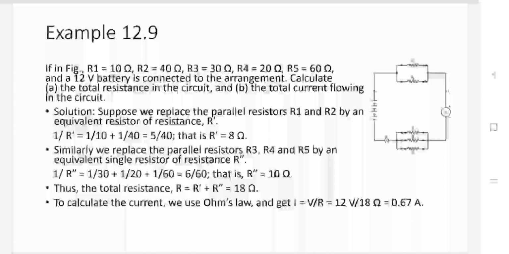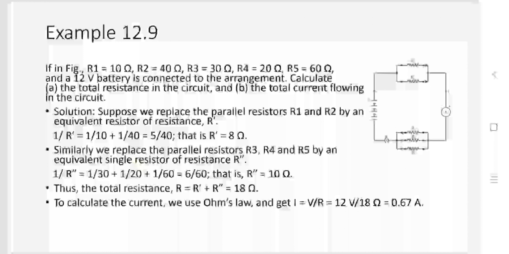So 1 upon R dash equal to 1 upon R1 plus 1 upon R2 equal to 1 upon 10 ohm plus 1 upon 40 ohm. So equivalent would be 5 by 40. So my equivalent resistance R dash is 8 ohm. This is the equivalent of R1 and R2, two resistors in parallel.